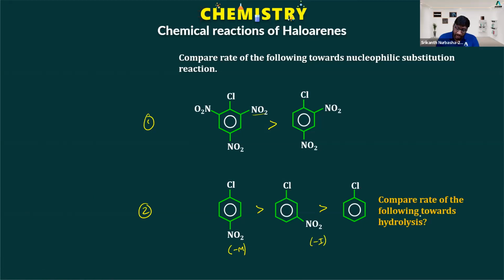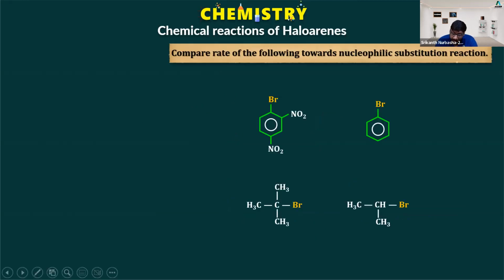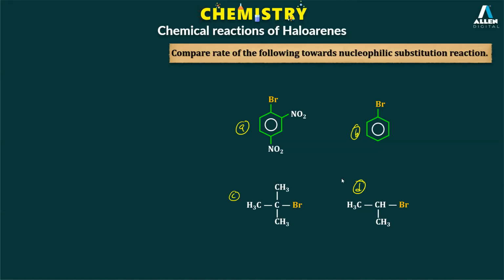Compare the rate of the following towards hydrolysis, which means again nucleophilic aromatic substitution occurs. This is the correct rate. Compare the rate of the following towards nucleophilic substitution. This is compound A, compound B, compound C, compound D. Compare the rate, A, B, C, D, 4 compounds. D, A, B, C. C is least, you are saying, right? Yes, sir. Why?